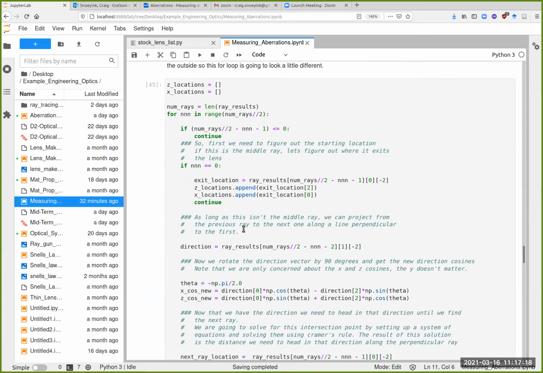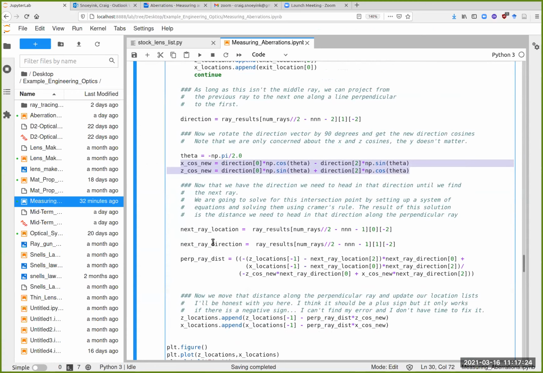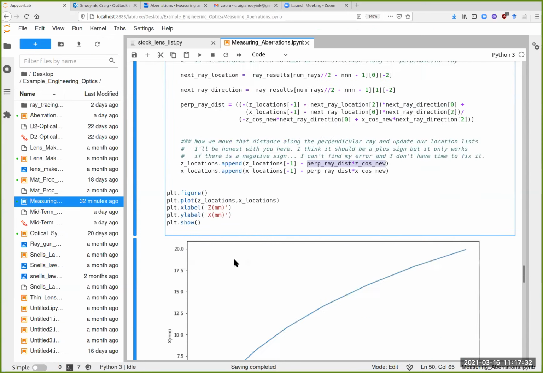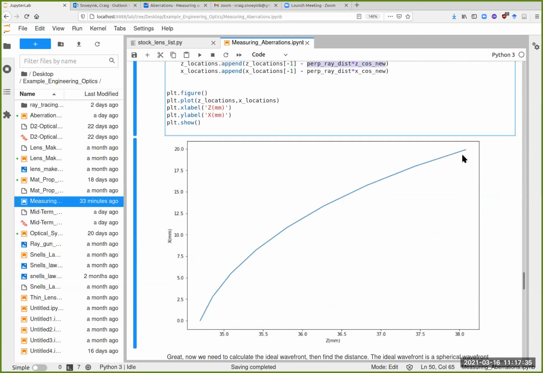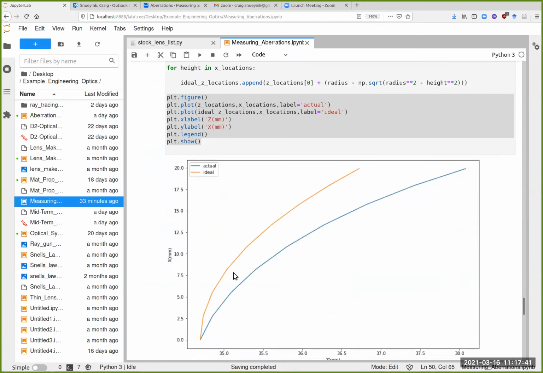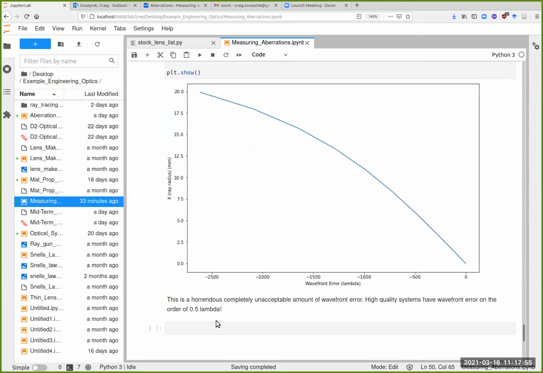We're going to iterate through all of these rays, figure out the direction that is perpendicular to each of those rays, figure out the distance to the next ray, and then add that distance along the perpendicular direction to our locations and store that new location. If we do that and we plot our wavefront, here's half of our wavefront. We can do the same for our ideal spherical wavefront, plot the two of them together, and the difference between the two is our wavefront error. And we can see that our wavefront error here, when normalized with respect to our wavelength, is actually on the order of thousands of lambda, which is unacceptable, right? A good system is on the order of 0.5 lambda. So ours is more than terrible.